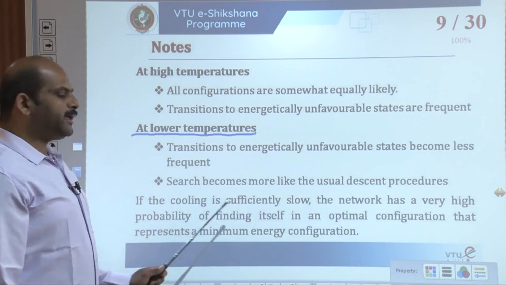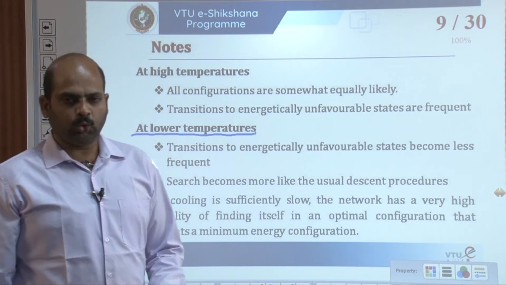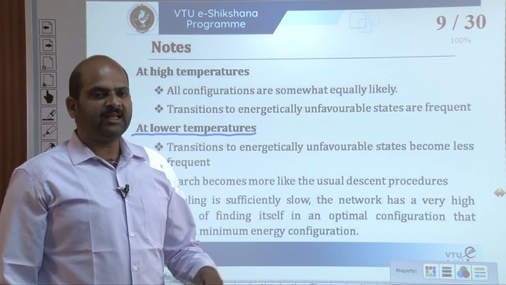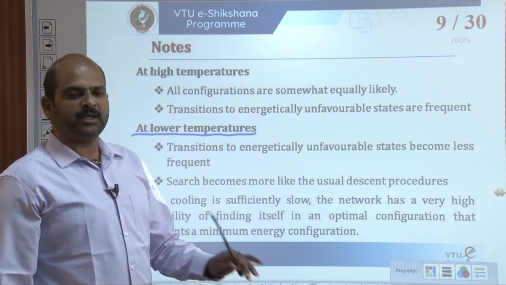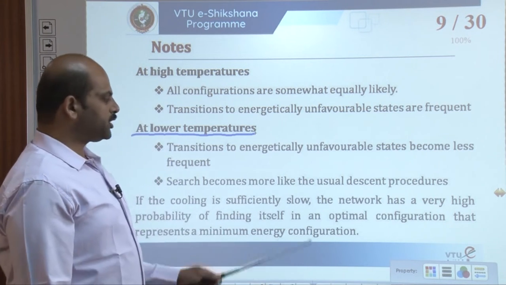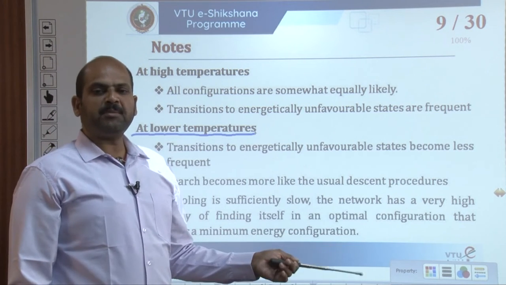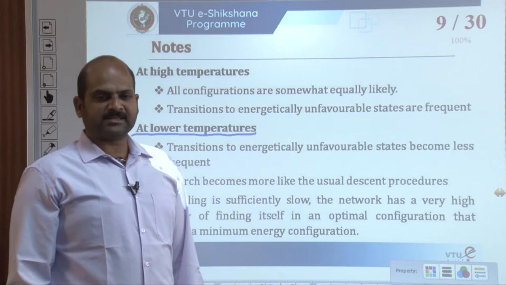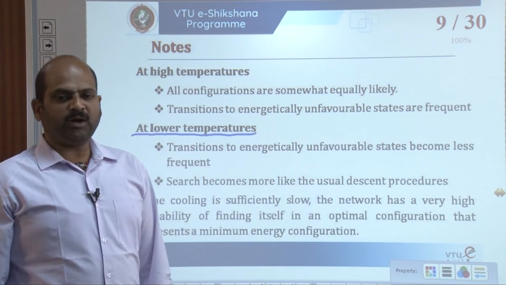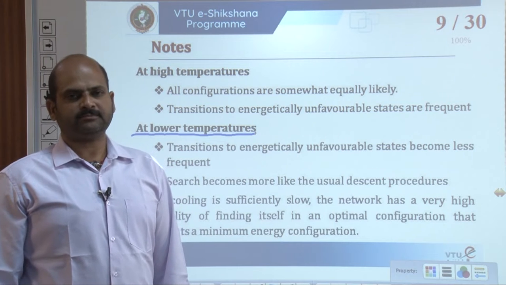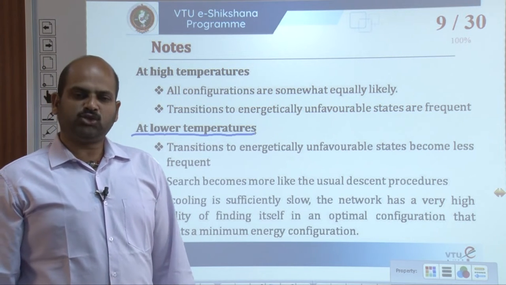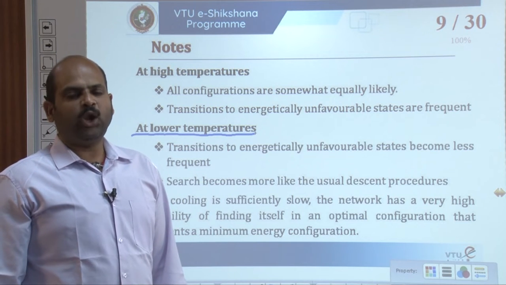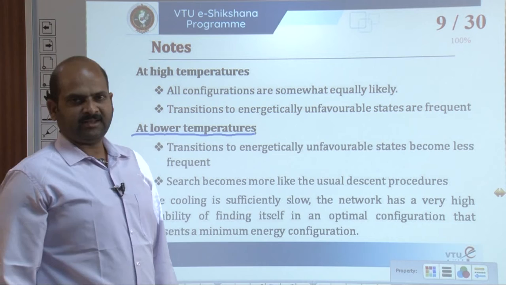If the cooling is sufficiently slow, the network has a very high probability of finding itself in an optimal configuration that represents the minimum energy configuration. So, this is the power of simulated annealing, its power to search. As the temperature is gradually lowered, the system begins to settle into a lower energy state.